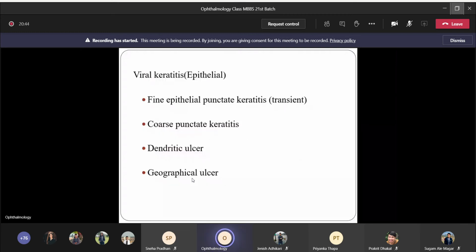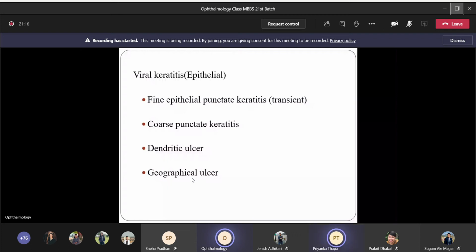So coming to the viral keratitis, basically it causes epithelial keratitis. That is, mainly the epithelium is involved. So this is the course of events or the clinical picture. First is the fine epithelial punctate keratitis. These are transient, okay, that later becomes a coarse punctate keratitis, and that will later progress to a dendritic ulcer, and ultimately it will become a geographical ulcer.